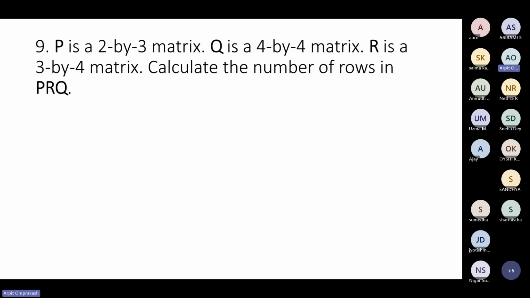Okay. So this is the last question. So we have P, which is a 2x3 matrix. So P has the dimensions 2 cross 3. And we have Q, which is a 4x4 matrix. Q has the dimensions 4 cross 4. And R, which is a 3x4 matrix.